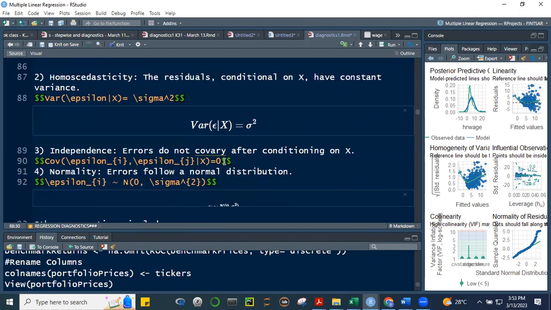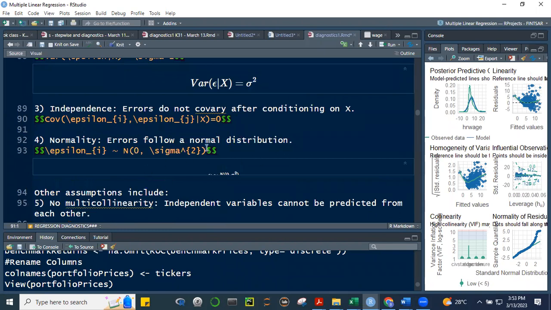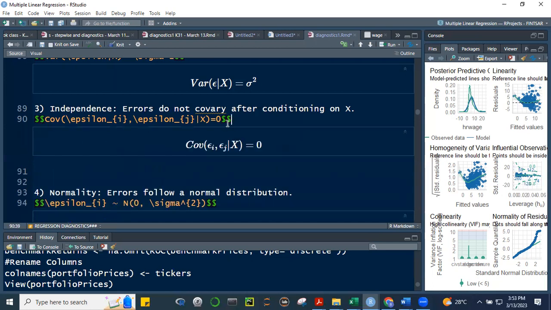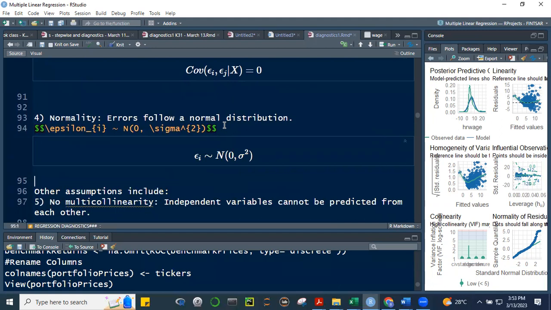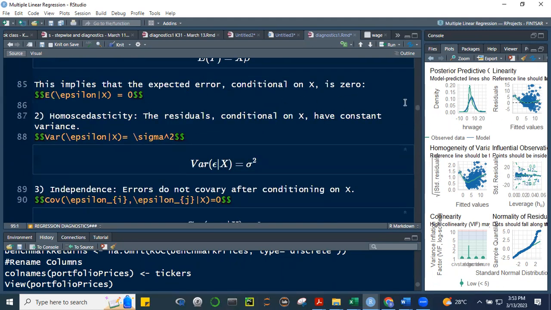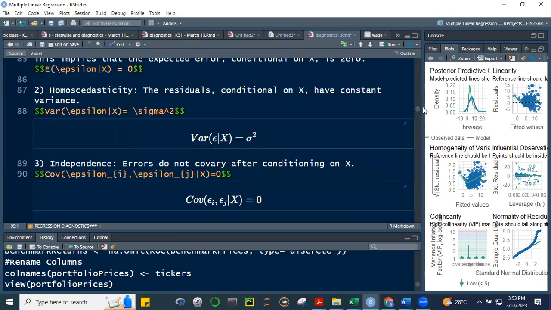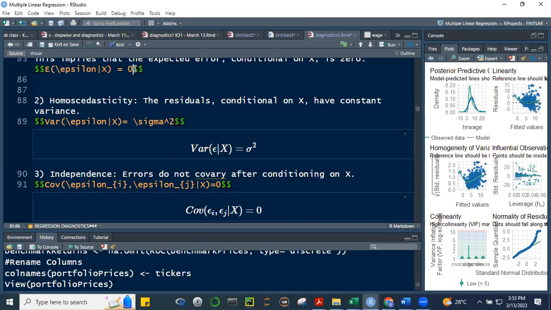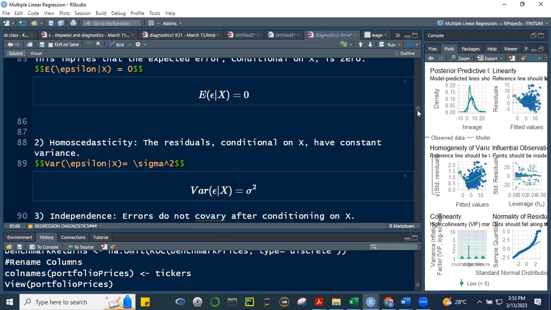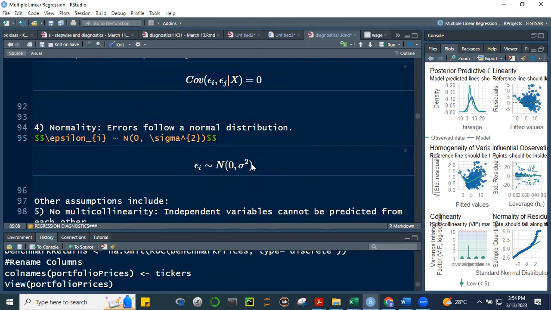For this one, the residuals should not be related to each other. The residuals should not covary. So the covariance of epsilon sub i and epsilon sub j, your residuals given x, should be 0. They should not be correlated. And also the normality: your residuals should be normally distributed with mean 0, which is consistent with the expected value of your residuals being 0, and then constant variance.